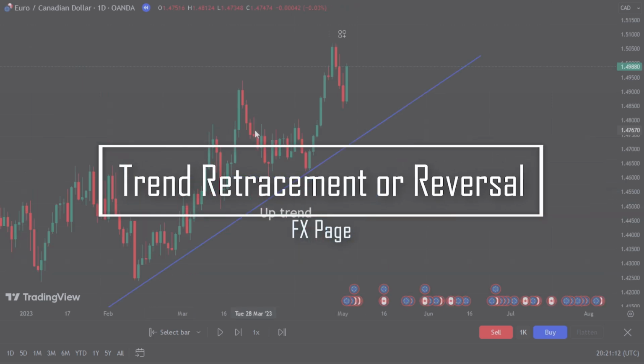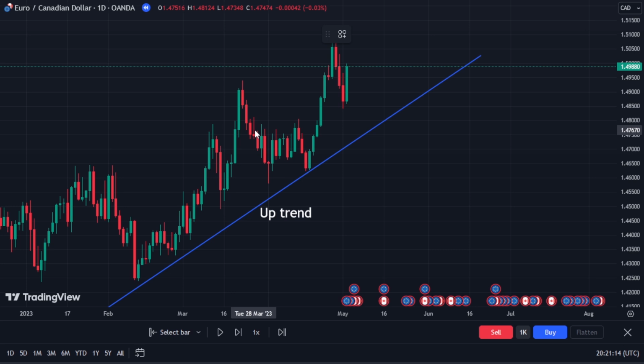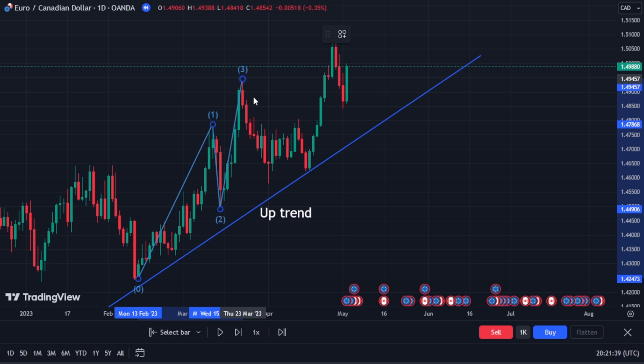So let's quickly talk about trend reversal and retracement. As you can see, this is an uptrend, and from this point price rallied to this point, it retraces back to this point before it rallied up again and retraces back to this point. It rallied up to this point, and you can see this retracement.